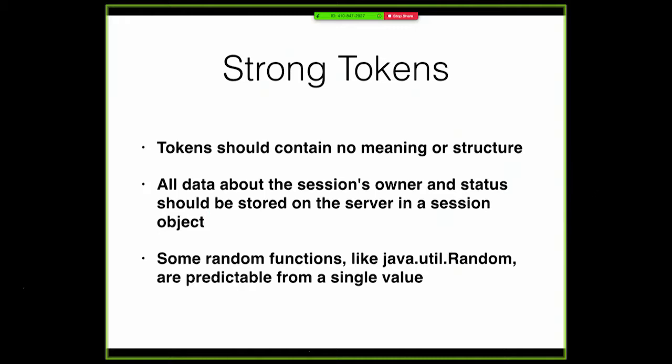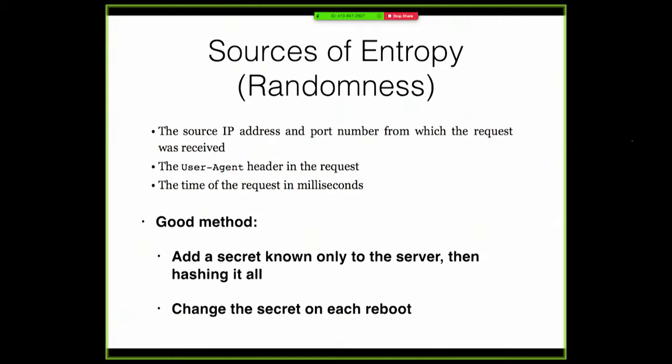Remember that a lot of random functions are predictable and not really random, which fools a lot of developers. It just seems like an unnecessary booby trap they put in languages. Why give you a function that doesn't work, but most of them do? So source IP, port number, user agent header, milliseconds, these are possible sources of entropy. Adding a secret known only to the server and then hashing it all and changing the secret on each reboot is a good way to make something that should be pretty unpredictable.